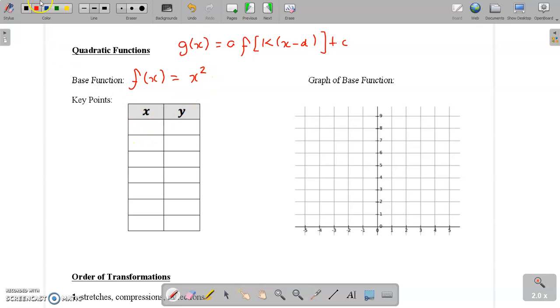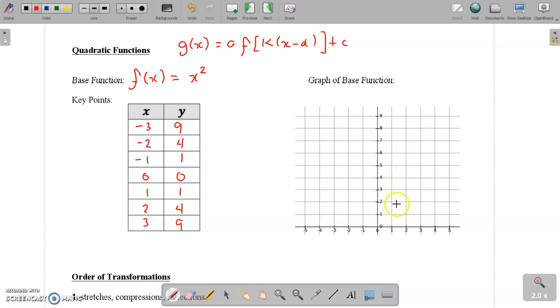And again, fill in the table of values, so we've got -3, -2. Well, why do we use these values again? Because we know that the parent function is centered around 0. It's a parabola. So 9, 4, 1. And you can always pause the video to fill in the values yourself.